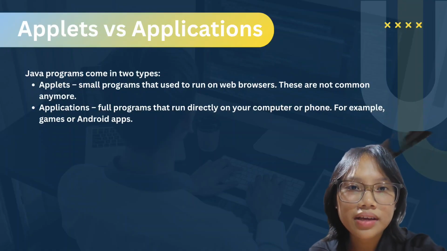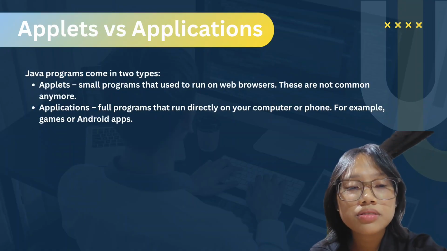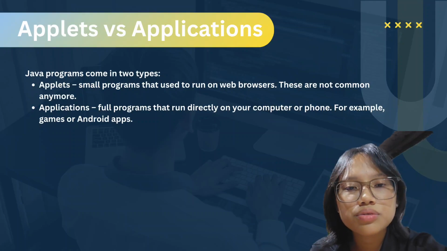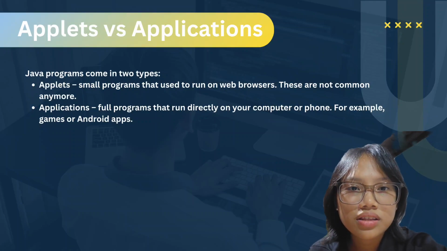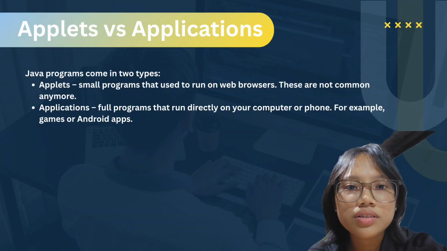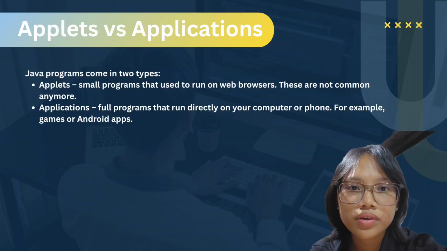Applets versus applications. Java programs come in two types. Applets, small programs that used to run on web browsers. These are not common anymore. And second is applications, full programs that run directly on your computer or phone. For example, games or Android apps.